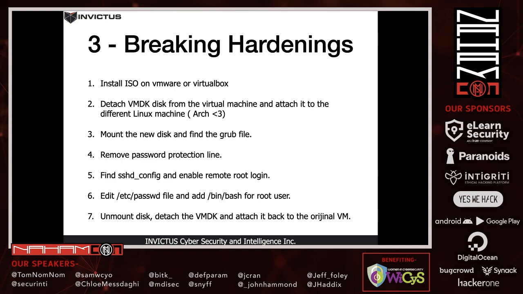And as a final step, you can edit the passwd file and give /bin/bash to the root user. Then you can unmount the disk from your secondary virtual machine, attach the VM file back to the original VM, and restart the operating system, and you will have a remote SSH connection to the box. Those kinds of things are important before doing a vulnerability research project.